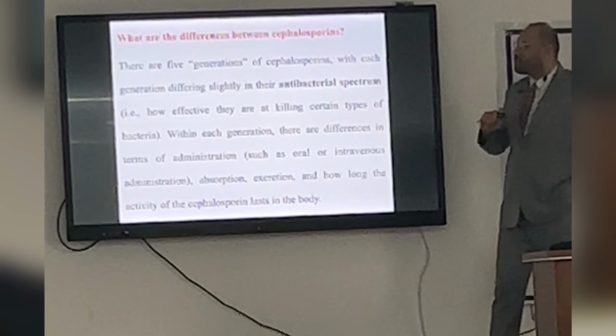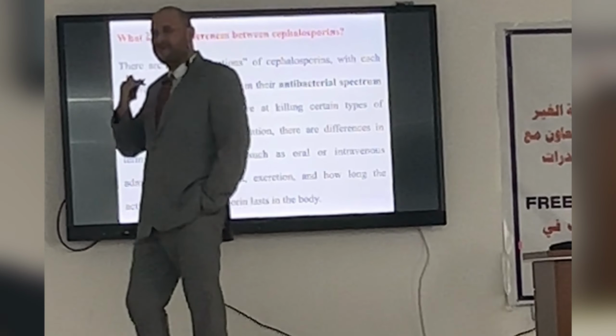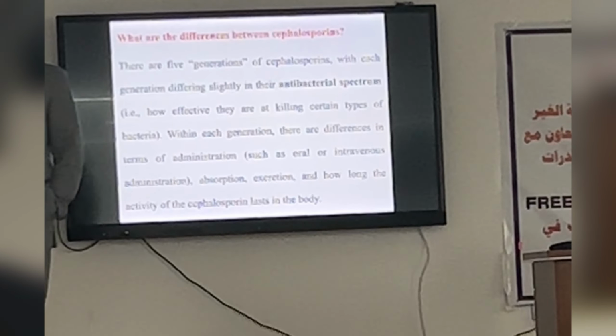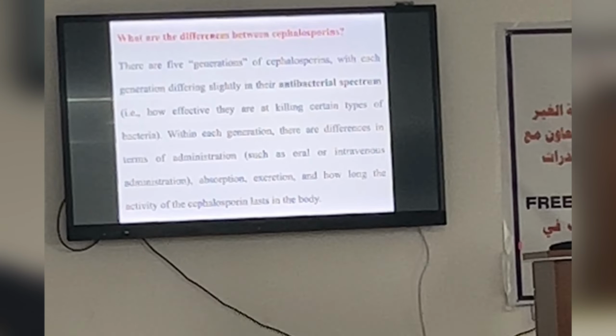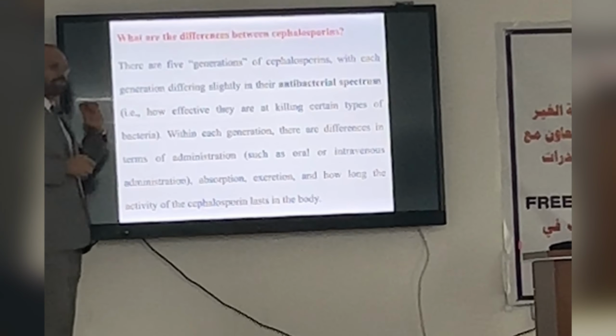What are the differences between cephalosporins? Why do we say we have different generations, different cephalosporins? أكيد أكون فرق بيناتهم. طبعا أول فرق يكون فرق بين structure. We have difference between their structure. طبعا structure الجيل الأول يختلف عن الجيل الثاني والثالث والرابع والخامس etc. So we have right now 5 generations of cephalosporin, and each generation differs slightly in its antibacterial spectrum.